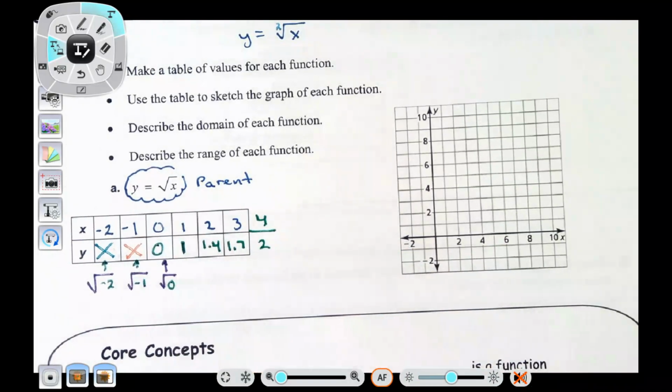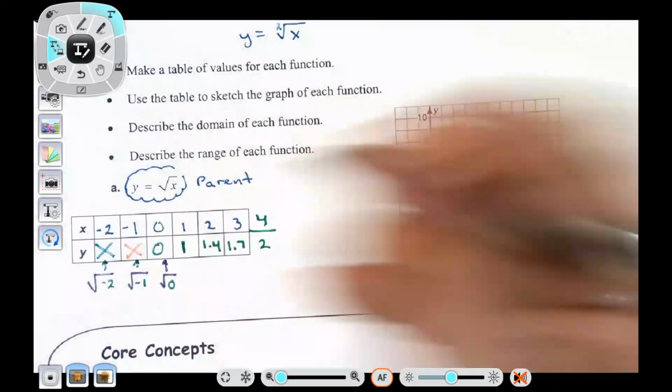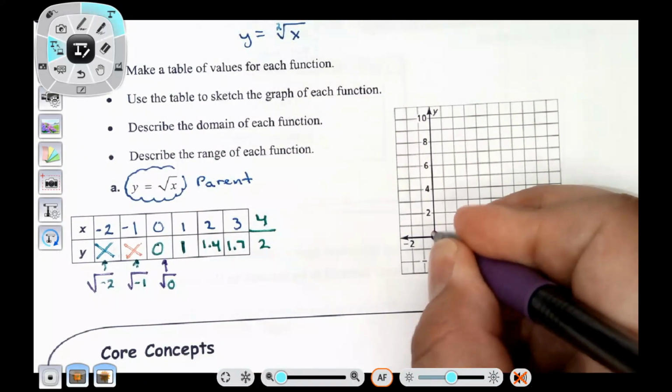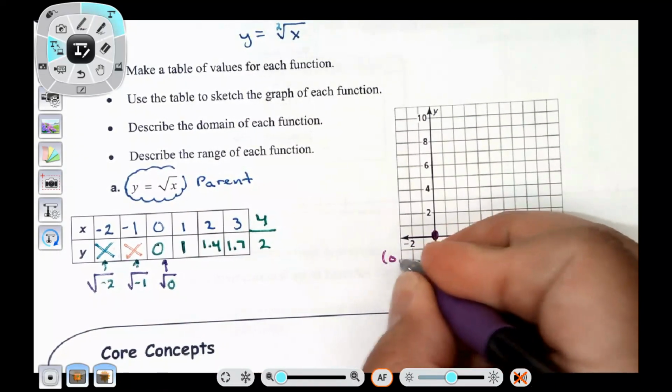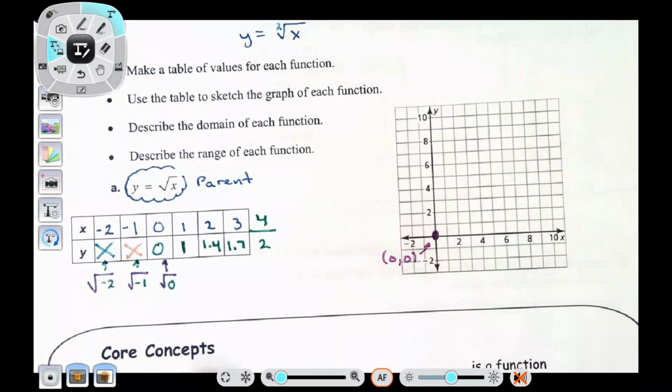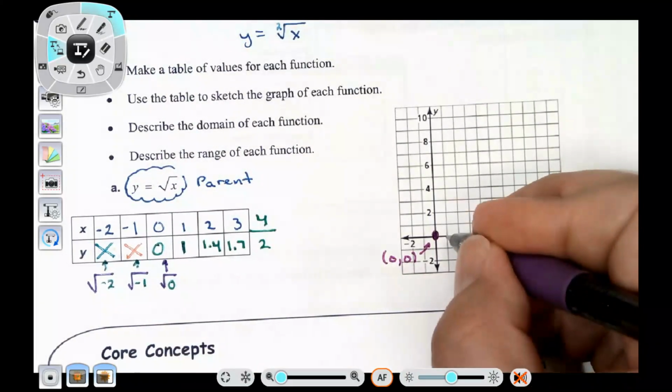But at 0, it says your first point is 0, 0. All right, let me draw that in. There's 0, 0. Next one is 1, 1.